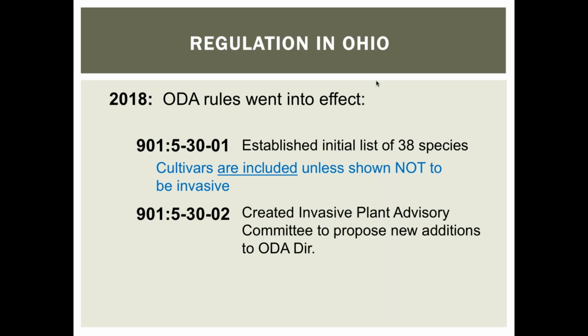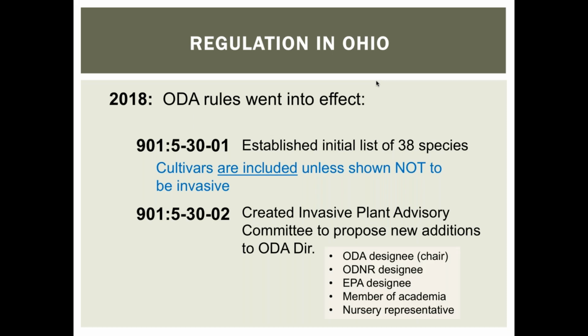The second rule was about, now that we have this list of 38 species, how do we go from here? They created the Invasive Plant Advisory Committee. This committee is a 5-person team, and you can see how it's broken down there. This group meets to discuss species and propose new ones that should be added. It's advisory, so it proposes those additions to the Ohio Department of Agriculture Director, and she then makes the recommendation as to whether that should go through the rulemaking process or not. I am actually a member of this 5-person committee, the academia member.